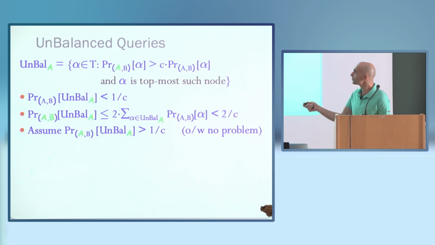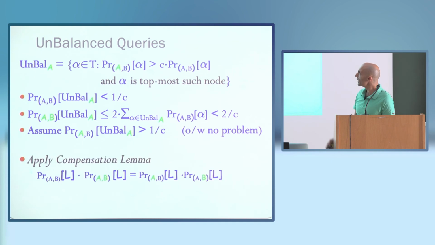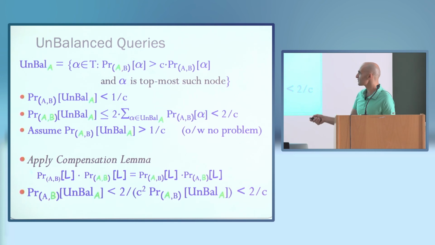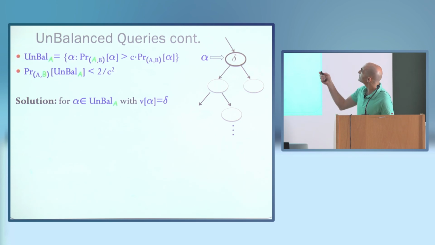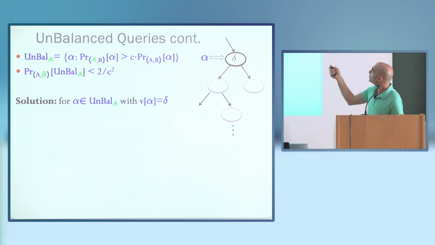But if I do get there with green A, blue B, then by applying the compensation lemma, we get that the probability of getting there in a blue A, green B, when B is attacking the protocol, is also quite small. And therefore, what I can do is take each node that is unbalanced and look at the sub-protocol or sub-tree below it and simply trim it.